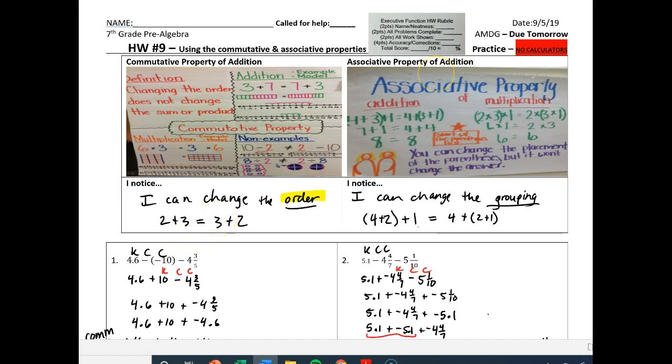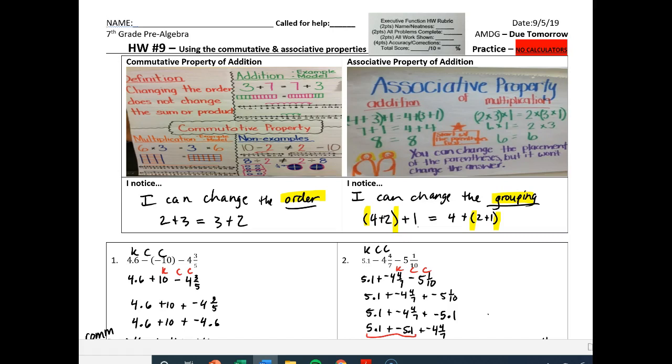For the associative property, you can change the grouping of any problem and still get the same sum. So if I add 4 plus 2 first, I get 6, and add 1, I get 7. But if I add 2 plus 1 first, I get 3, and then I add 4, I still get 7. Notice the order of the numbers did not change, but the grouping, the parentheses, in each problem changed. It just kind of shifted down one. So that's the associative property.